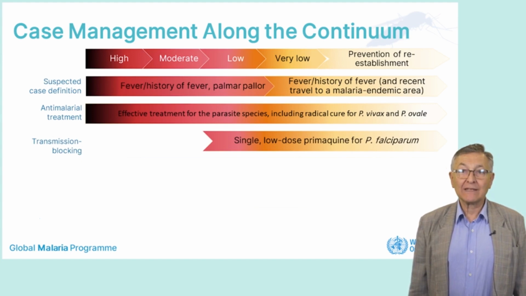WHO recommends the addition of a single low dose of primaquine for cases of Plasmodium falciparum in areas with low, very low, or zero indigenous transmission. Single low-dose primaquine can clear mature parasites and prevent onward transmission from Plasmodium falciparum infections and can be administered without the need of G6PD deficiency testing.